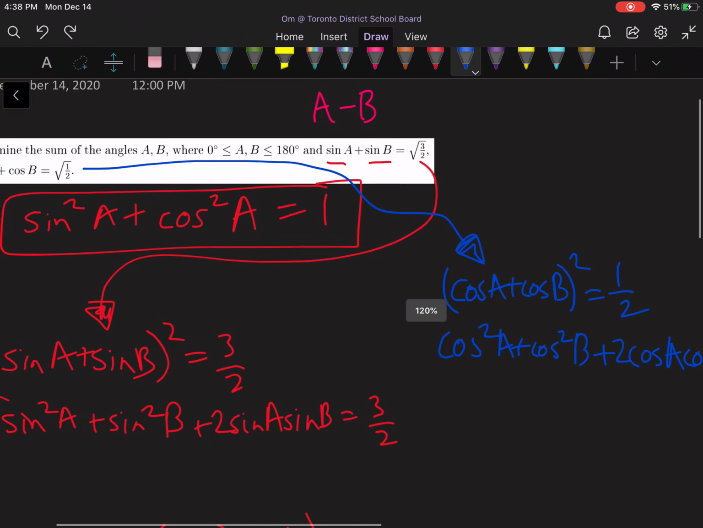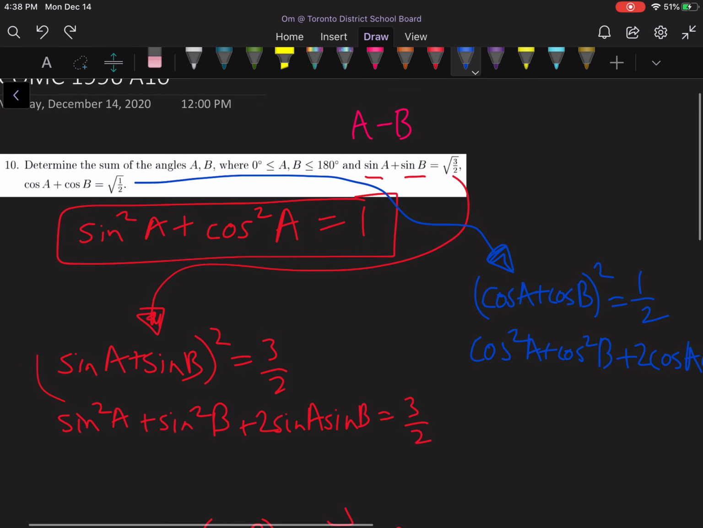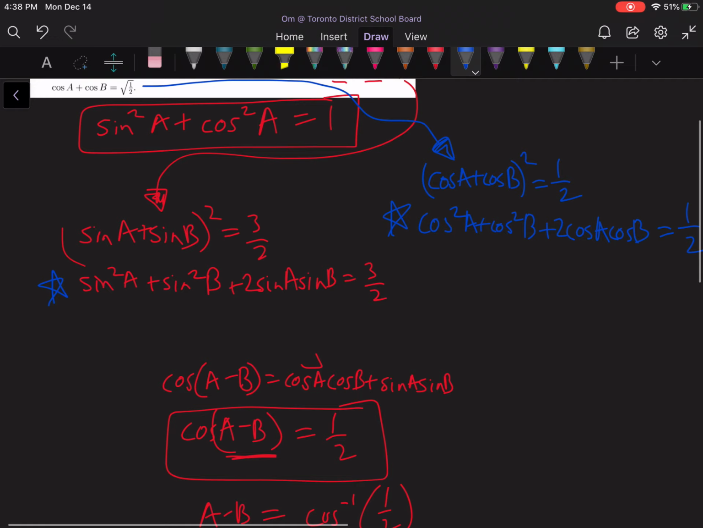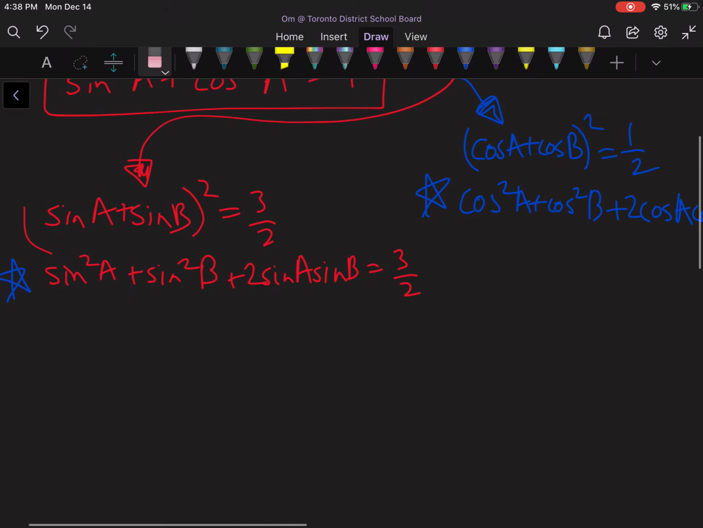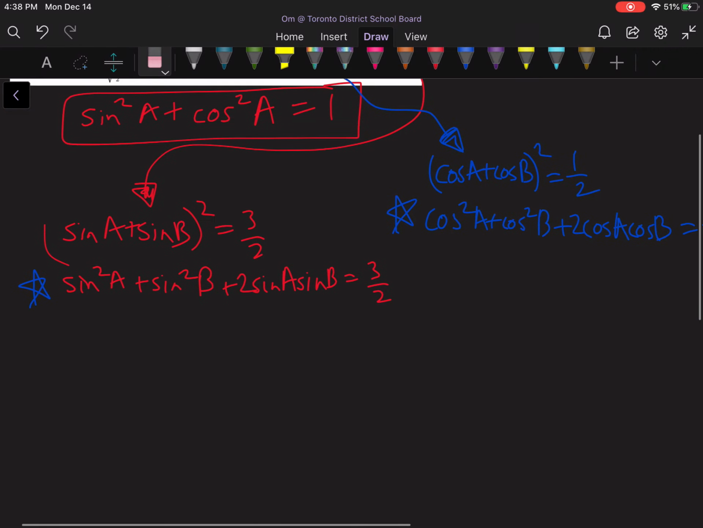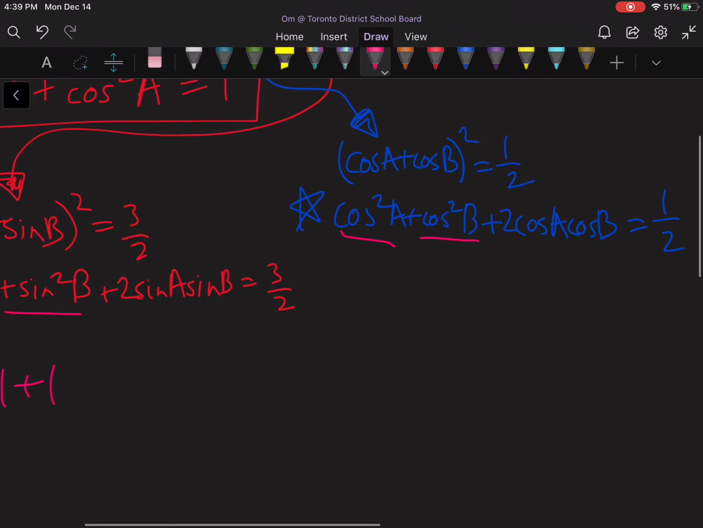None of the equations have sine squared plus cos squared. But notice, this one has a bunch of sine squareds in it, and this one has a bunch of cos squareds in it. So let's just add them up, and hopefully some stuff will cancel out. Let me erase some of this stuff. So first of all, sine squared a plus cos squared a, that's just 1. Amazing. So we've used the identity and managed to cancel something out. Cos squared b plus sine squared b is also 1. Perfect.